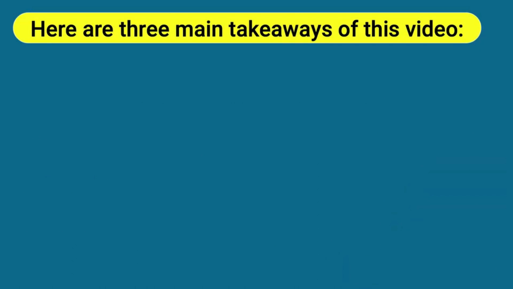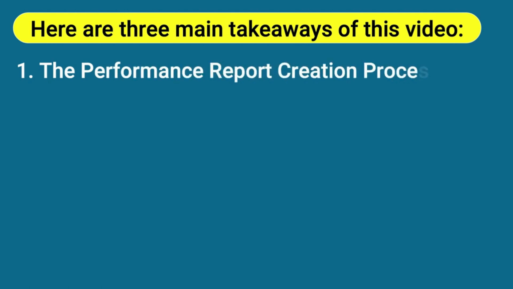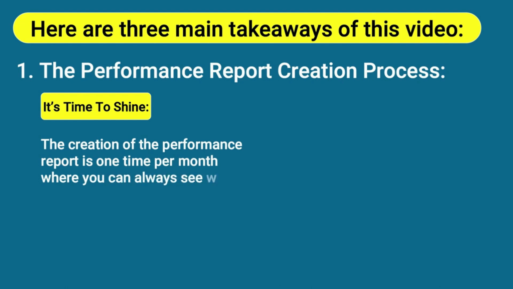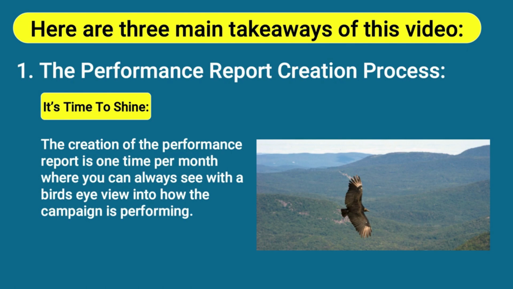3 takeaways from this video. While there's a lot of things in this video I think that you can probably take away, here is a list of 3 that I think are very important. Number 1, the performance report creation process. It's time to shine. The creation of the performance report is the one time per month where you and your team can always see with a bird's eye view into how the campaign is performing.